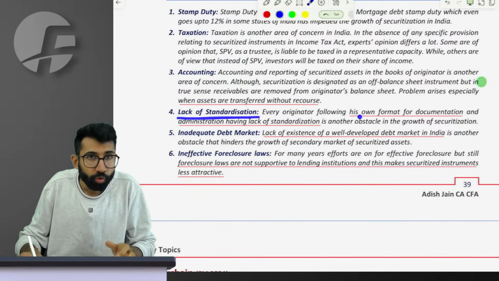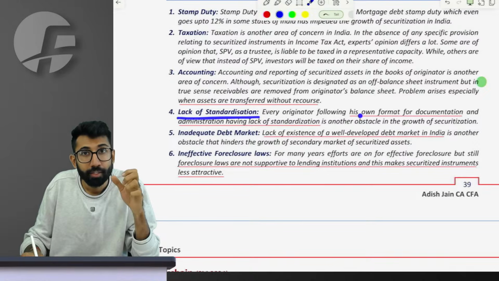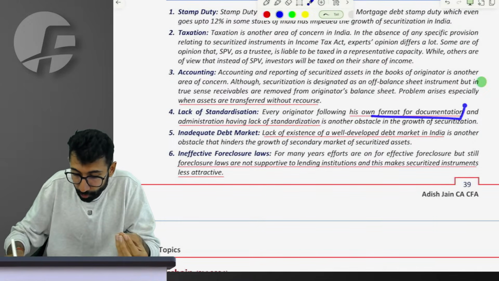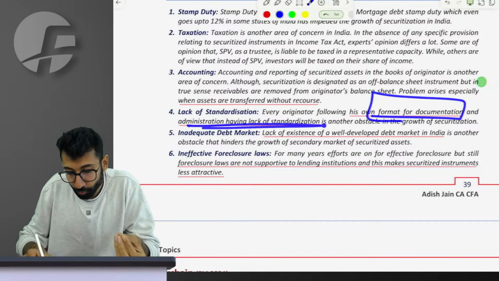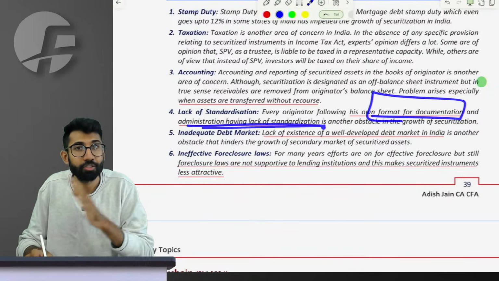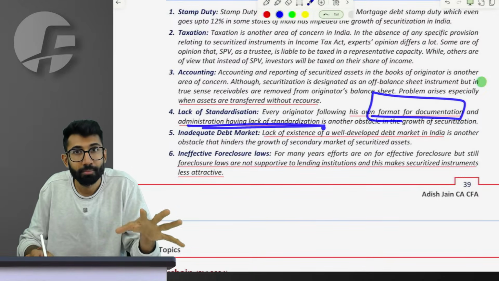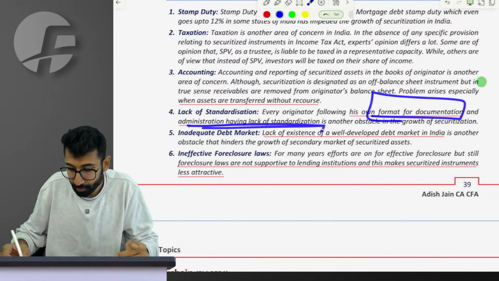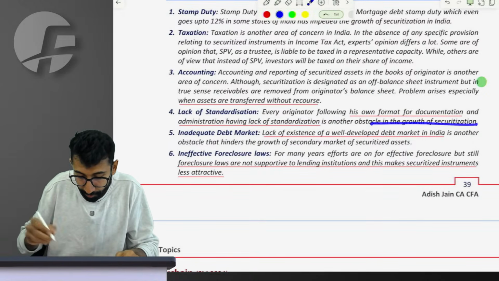Since there is no standardization so far, different SPVs can have their own format of documentation. They have their own format of administration. So as an investor, we see that there is no standardization in the market relating to the process of investing, related to the process of administration, which is an obstacle to growth.